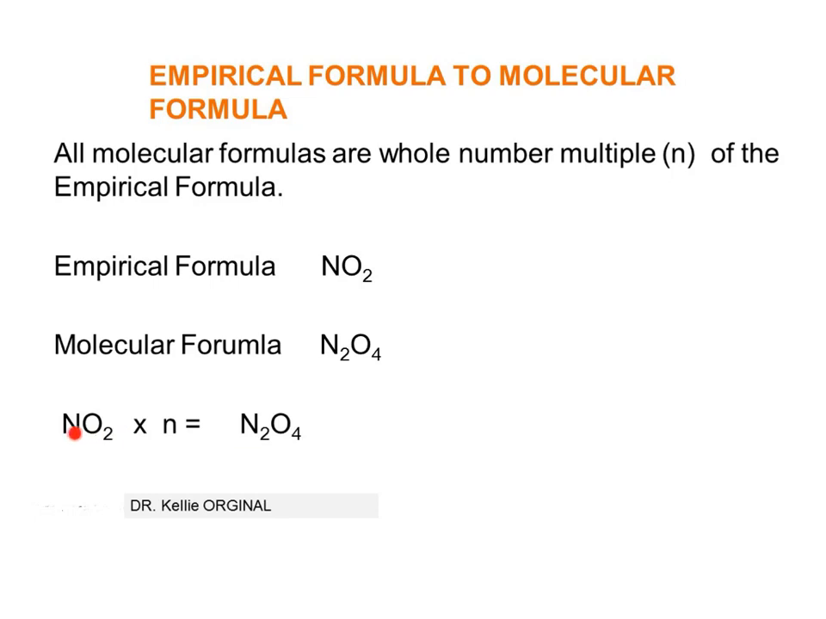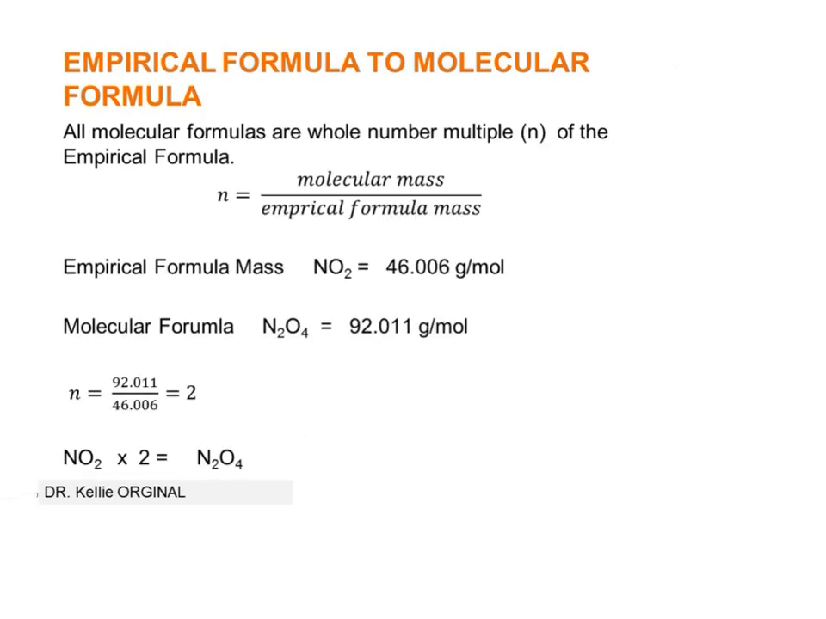What can I multiply this empirical formula, NO2, by to get N2O4? I can multiply by, of course, the number 2. But where does that 2 come from? How in the laboratory can we figure out what that multiplier is? In other words, can we determine experimentally what this factor is that we're going to multiply our empirical formula by to get our molecular formula?